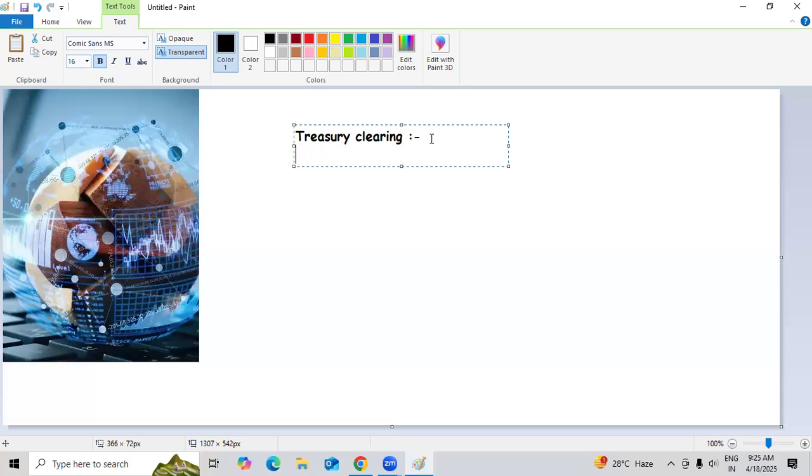Now, we must know the key features involved, especially from the treasury clearing point of view. The first one is mandatory clearing. This is the first one when we try to understand this.